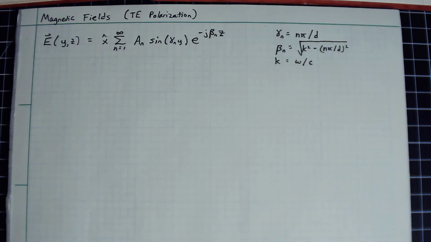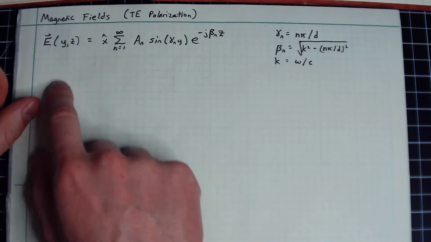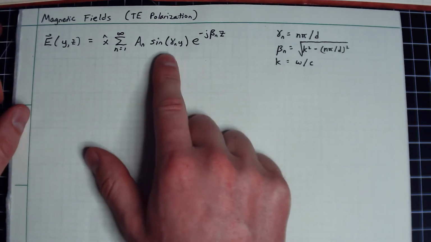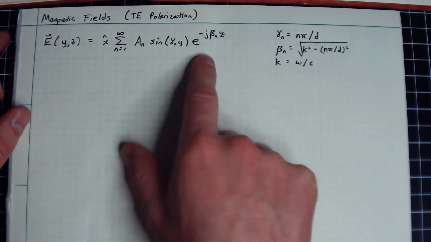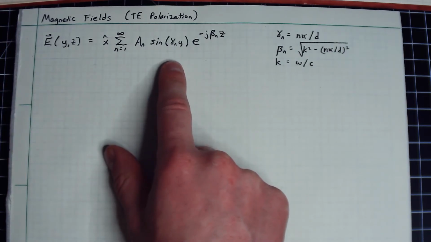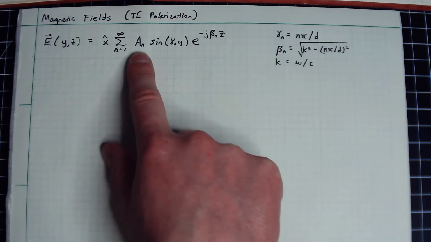Everyone, let's talk about magnetic fields. So in the previous lecture, we derived the electric field profile as a superposition of this infinite sum, you could say, of all of these little waveguide modes. Okay, and these particular coefficients are kind of arbitrary.